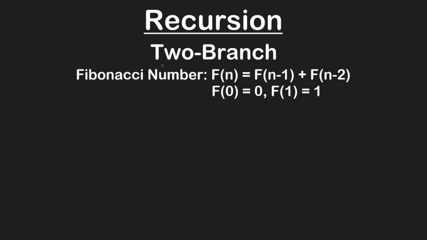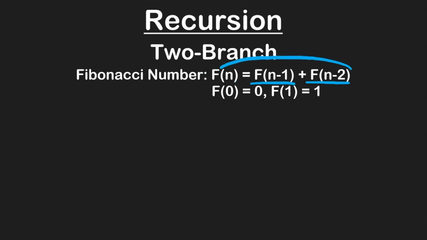Now let's look at the more interesting case of two-branch recursion. And let's use another math example. In this case, let's calculate the Fibonacci numbers. Now the general formula to calculate the nth Fibonacci number is to take the n-1 Fibonacci number and the n-2 Fibonacci number and add them together, which gives us the nth Fibonacci number.